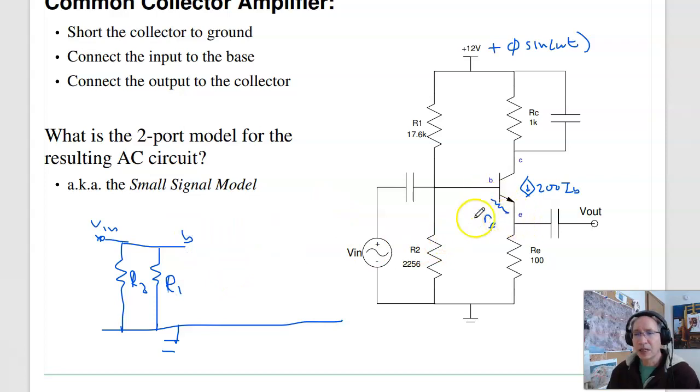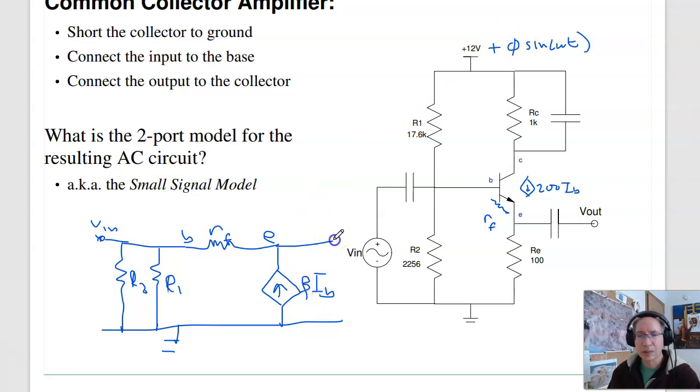At the base, I have RF going to the emitter. And the emitter goes to collector, which is tied to ground, through beta IB. Oops, misspelled 200. And here's your output.